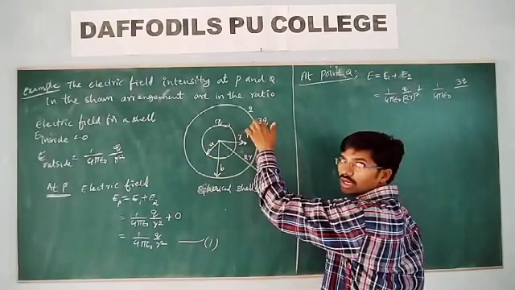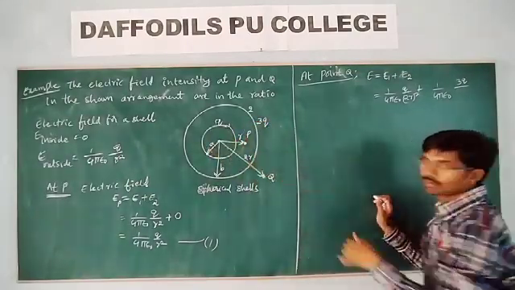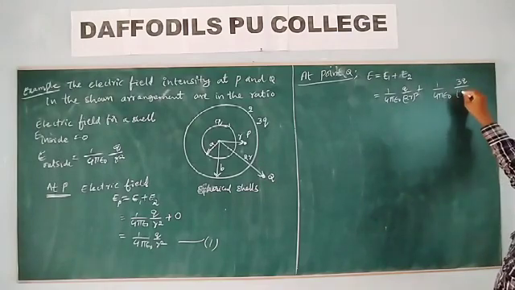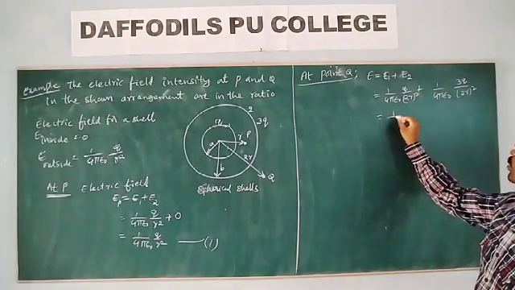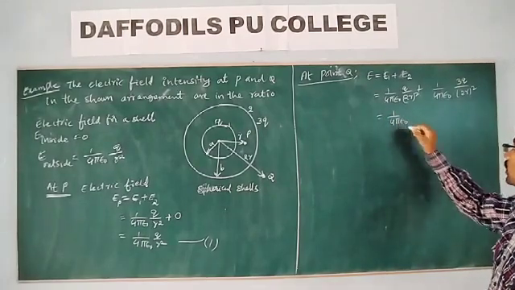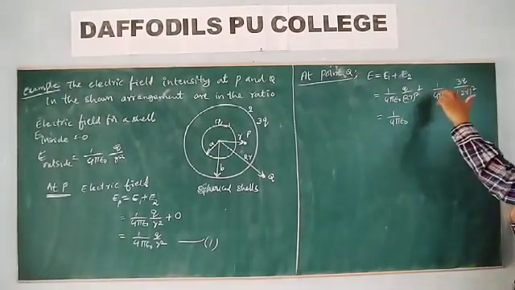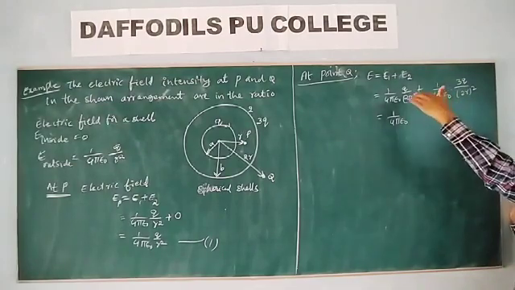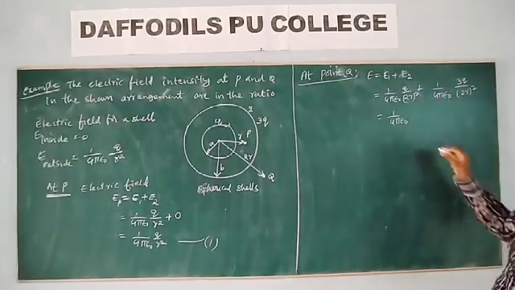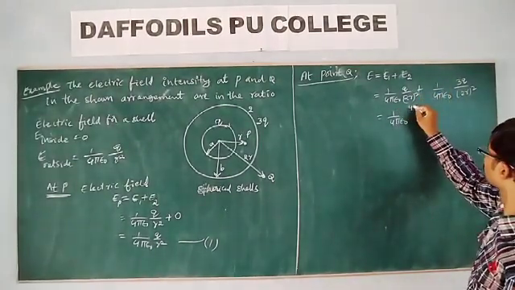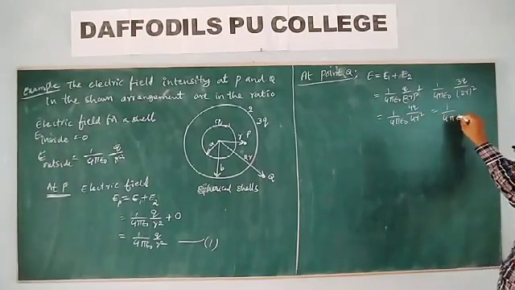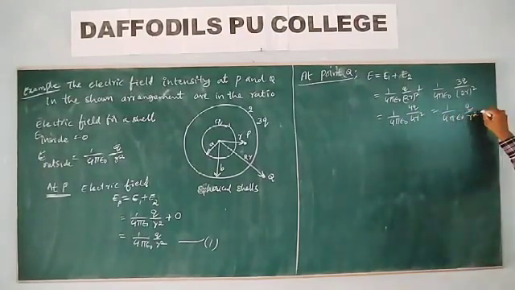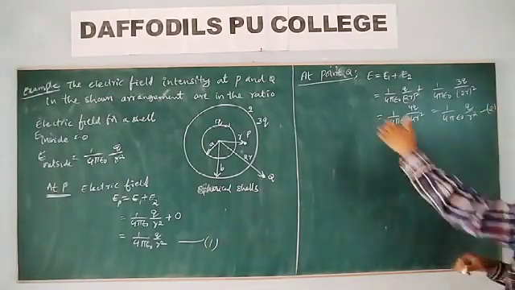the charge is here what? 3q. And what is the distance from the center of that one? 2R. So 3q by 2R whole square. Then 1 by 4 pi epsilon naught q by 4R square plus 3q by 4R square. Then what you get? 4q by 4R square, that means 1 by 4 pi epsilon naught q by R square.